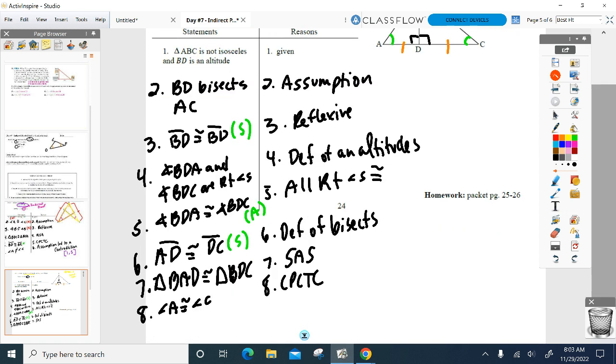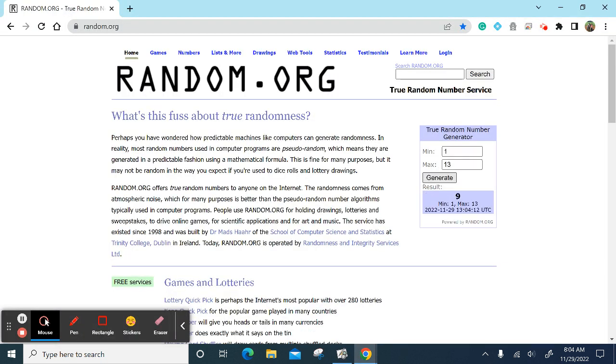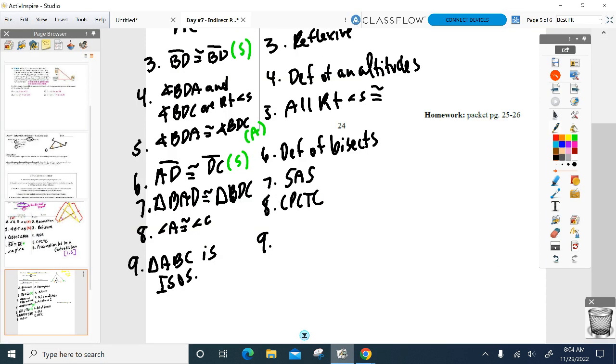It's isosceles. This is where your paper catches on fire because you're writing down a contradiction right now, aren't you? You just told me it was not isosceles in the givens. Now it is. How do you know it's isosceles? For 9, how do we know this is isosceles?